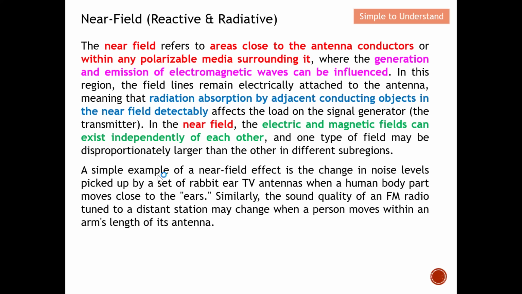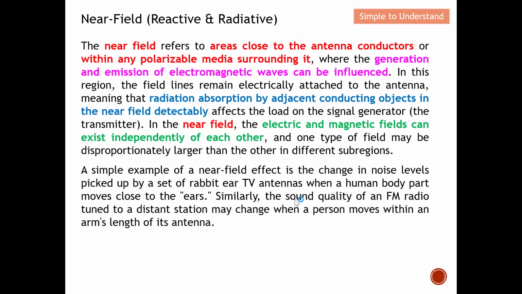Okay, so a very simple example of a near field effect is the change in noise level picked up by a rabbit ear TV antenna. I think it's more and more difficult to find this rabbit ear TV antenna. Basically, they look like a rabbit. Imagine a V shape antenna here, when a human body part moves close to the ear, which is the antenna.